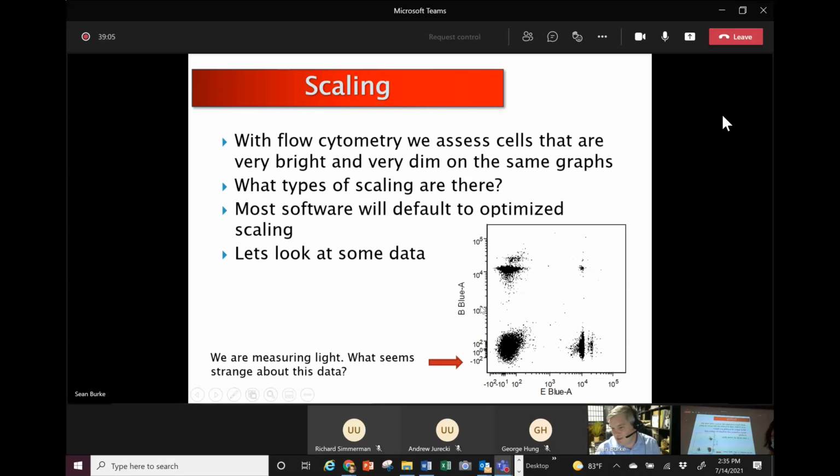And when I say scale, you can see here on the y-axis, we're using a logarithmic scaling. We're going from 10 to the 3 to 10 to the 4th to 10 to the 5th, instead of just saying this is 1000, 1001, 1002, 1003, which would be a linear scale. But luckily for all of us, most software that analyzes this data is going to default to some sort of optimized way of looking at the data.